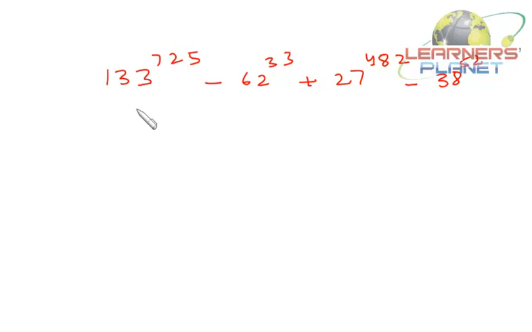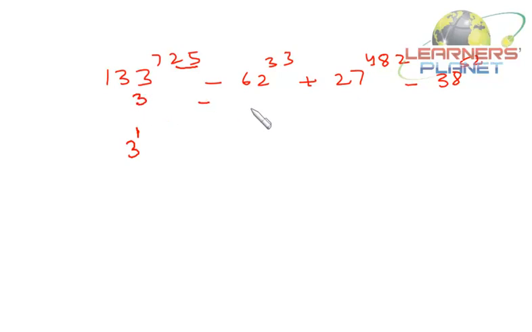Now friends, let's try this problem. We have to calculate the unit digit of this big expression. So let's begin with 133 raised to 725. The unit digit of this expression will be the same as the unit digit of 3 raised to 725. Now 3 maintains the cyclicity of 4. So the unit digit of 3 raised to 725 will be the same as the unit digit of 3 raised to 1. If we divide 25 by 4, we'll get 1 as the remainder. So it will be 3 only.